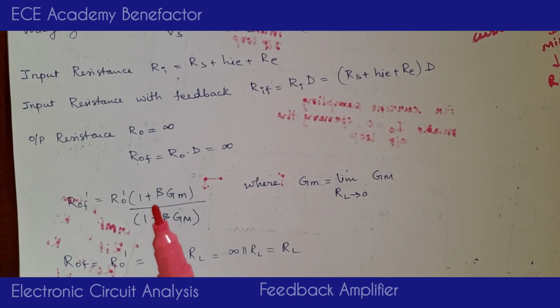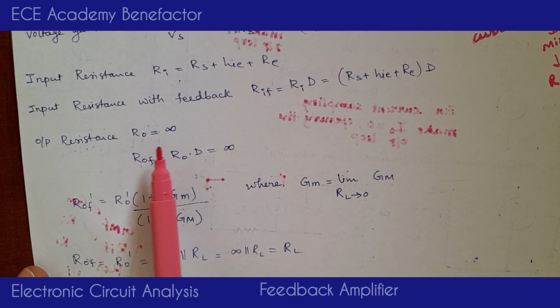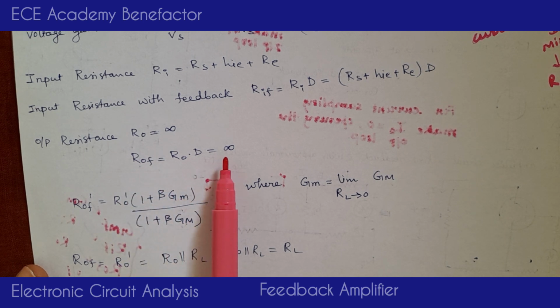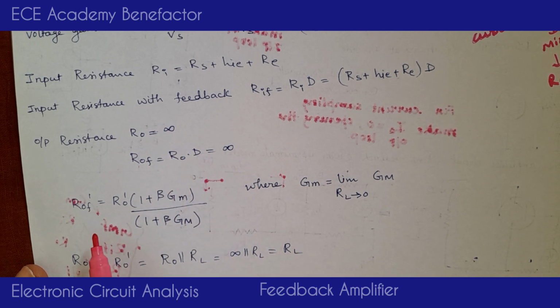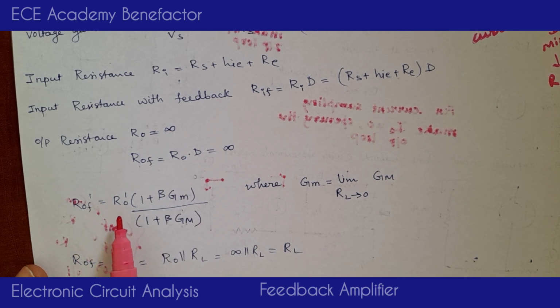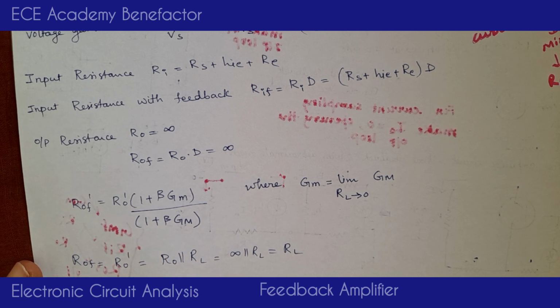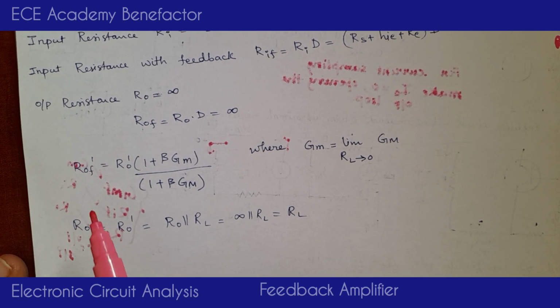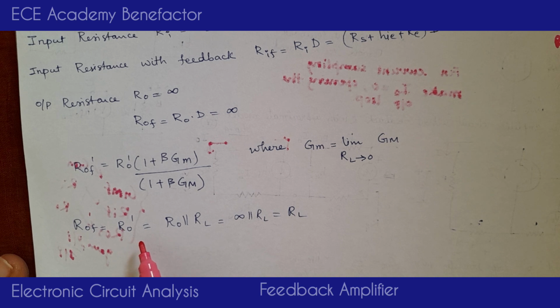Now output resistance. Output resistance R0 is equal to infinity. ROF is equal to R0 times of D, which is equal to infinity. Now we can find ROF dash, which is equal to R0 dash times 1 plus beta GM by 1 plus beta GM. So ROF dash is coming to be R0 dash, which is equal to R0 parallel to RL, which is equal to infinity parallel to RL, coming to be as RL.